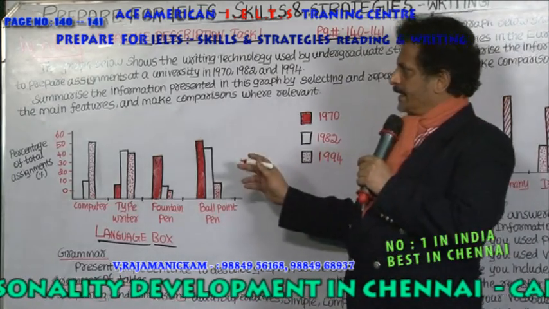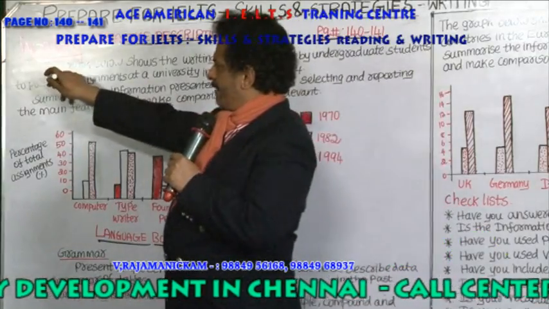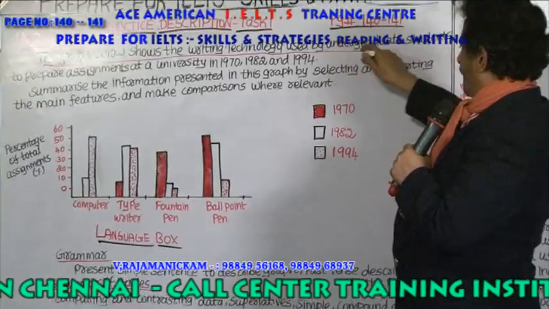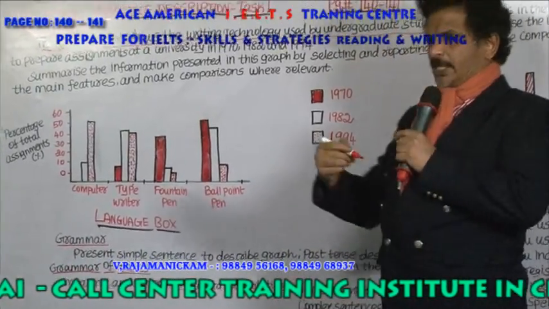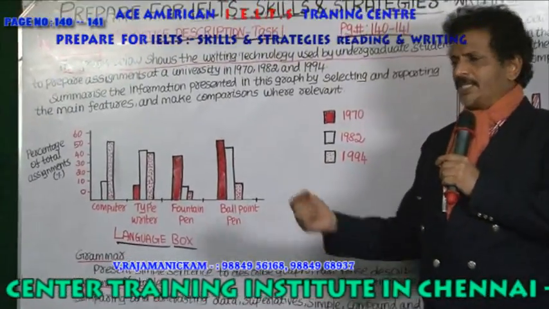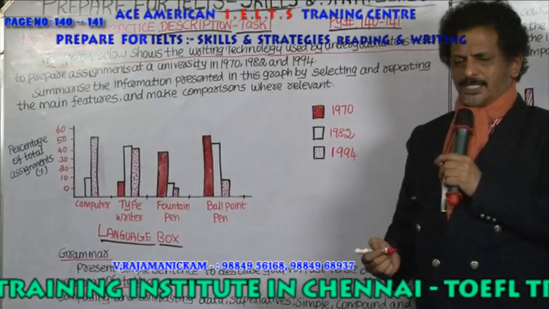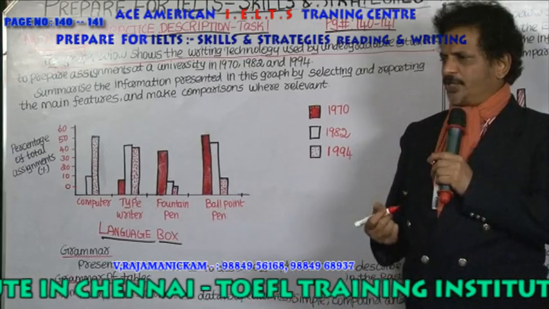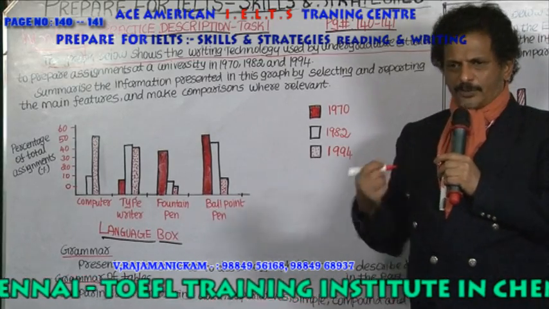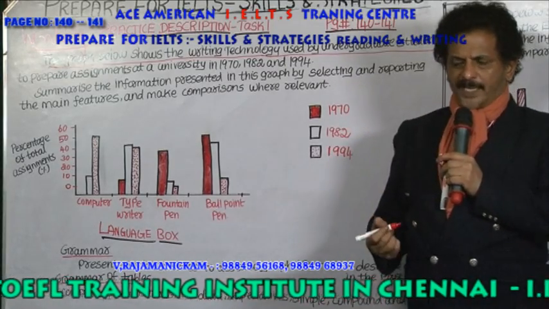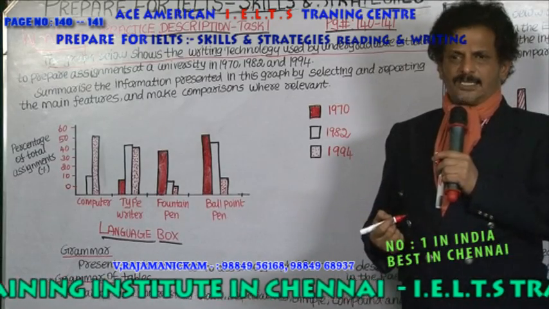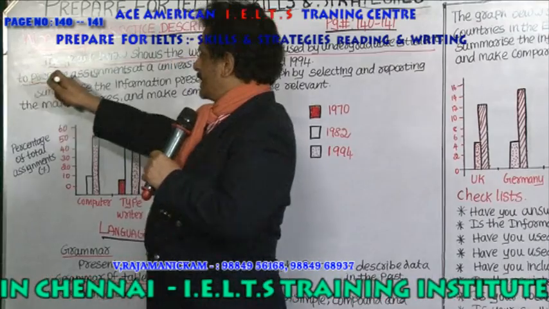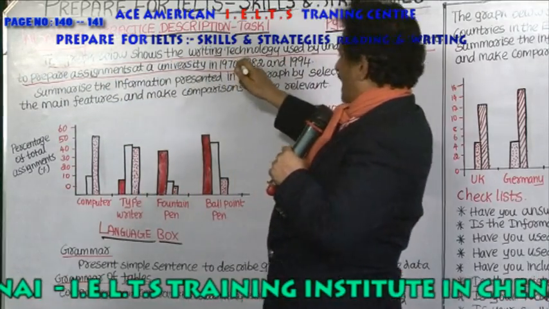So here, the graph below, you just see the graph below shows the writing technology used by undergraduate students. What do you mean by writing technology? How do you write? With what means you write? Either typewriter or computer or a fountain pen or a ballpoint pen. So what are the technologies you use to write, to prepare assignments at a university in 1970.